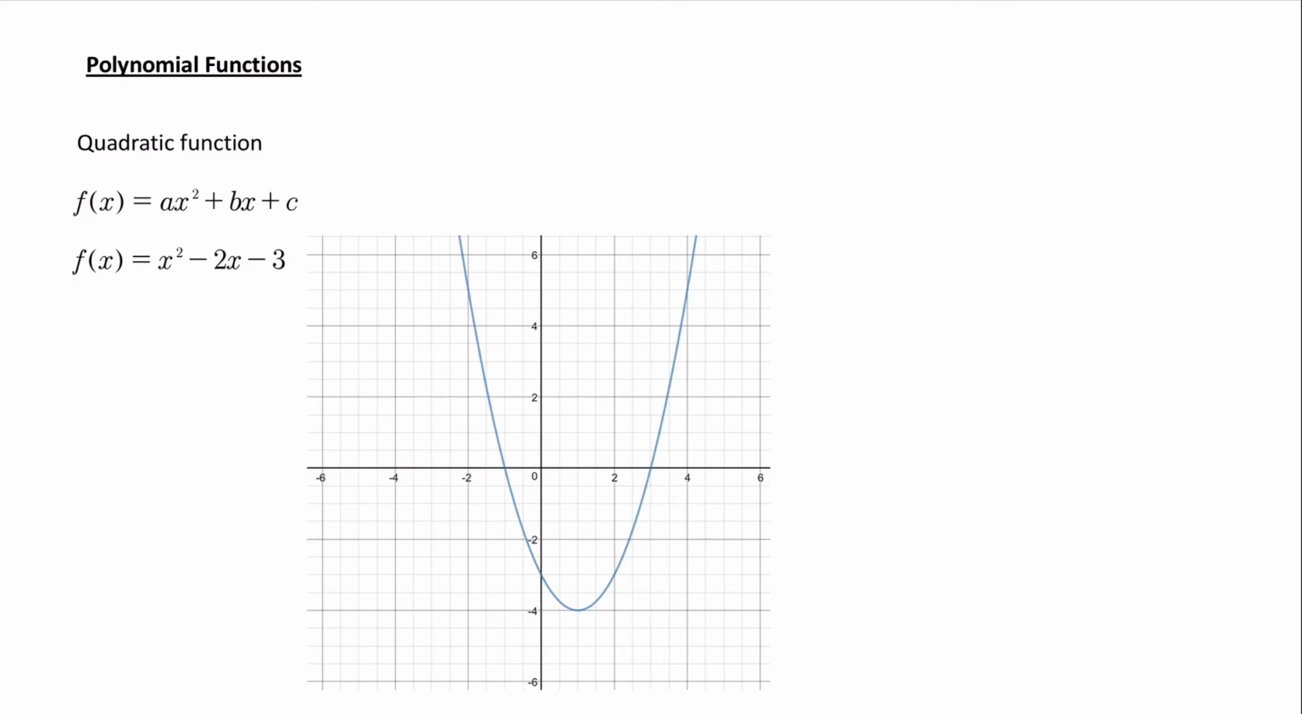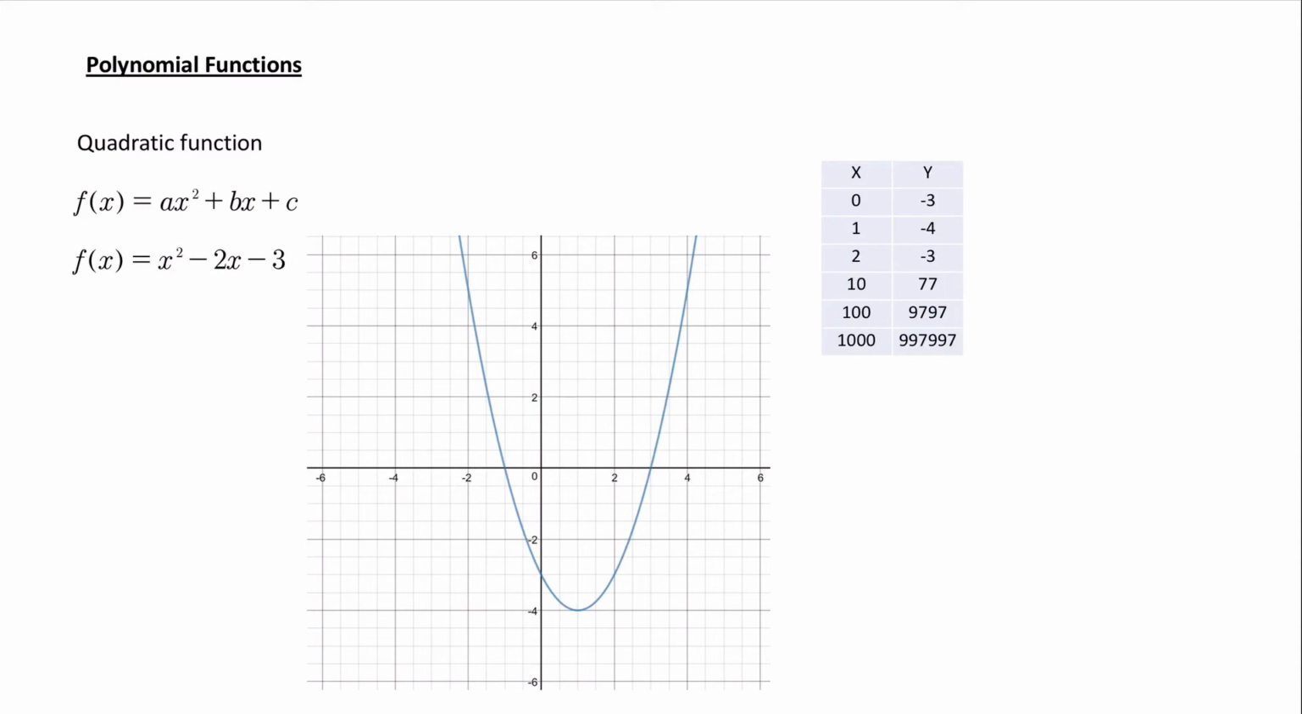Now let's look at the behavior of a quadratic function. Quadratic functions are in the form f(x) = ax² + bx + c. f(x) = x² - 2x - 3 is an example of a quadratic function. The graph of this function is a parabola that opens up. It opens up because the leading coefficient is positive. In this case, a is equal to 1.